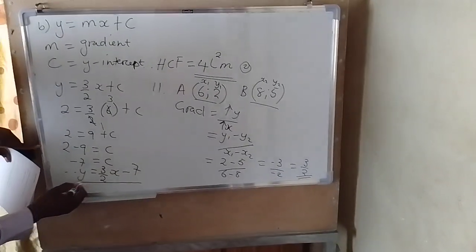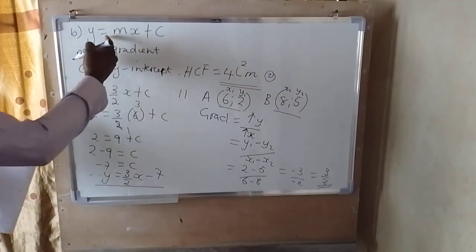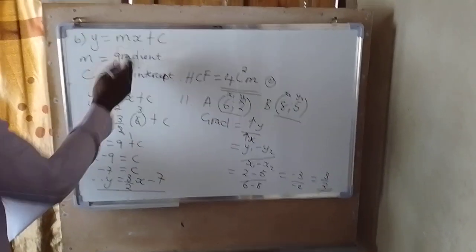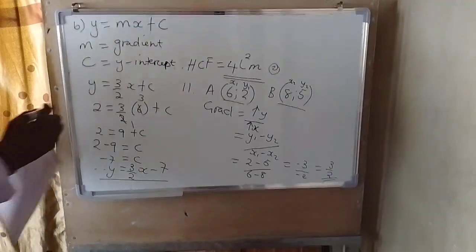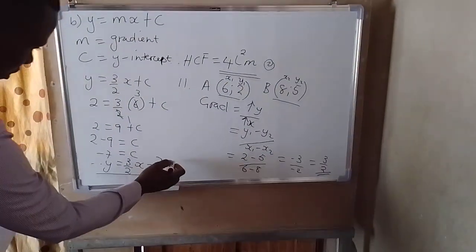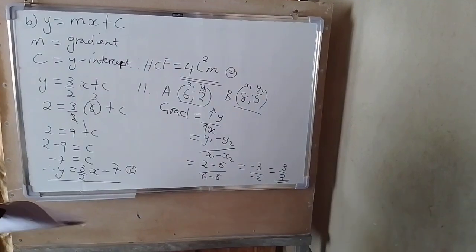This is our equation of the line in the form y is equals to mx plus c. Our c, that's minus 7, and our m, that's 3 over 2. Thank you very much. This is only for 2 marks. That's now the equation of the line AB.